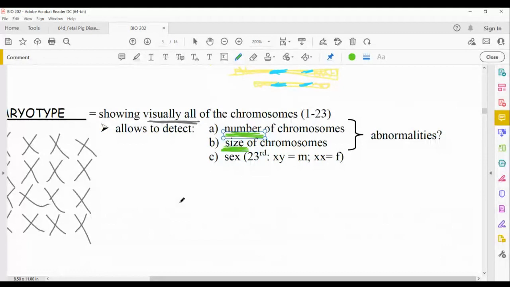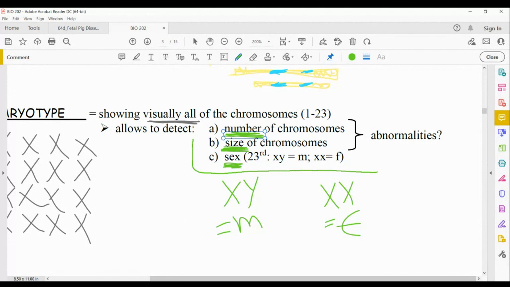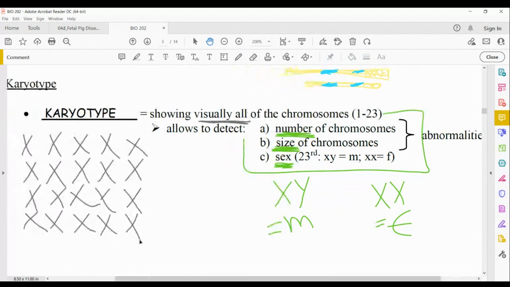Of course, probably the most common use for karyotypes would be to look at our 23rd chromosome pair. And from that, we can see whether the individual will be a male or a female. So all of those were things that we can actually get information of just by simply looking at the chromosomes of a cell lined up and by studying them visually.